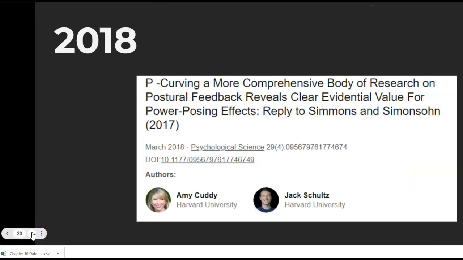Later then, we have Cuddy and Schultz giving another reply to Simmons and Simonsohn. In this paper, Cuddy and Schultz are arguing basically that, yeah, we agree that power posing doesn't really have an impact on physiological outcomes. It's not affecting testosterone or cortisol. But they do say that it is having an effect on people's self-reported feelings of power here. Right?